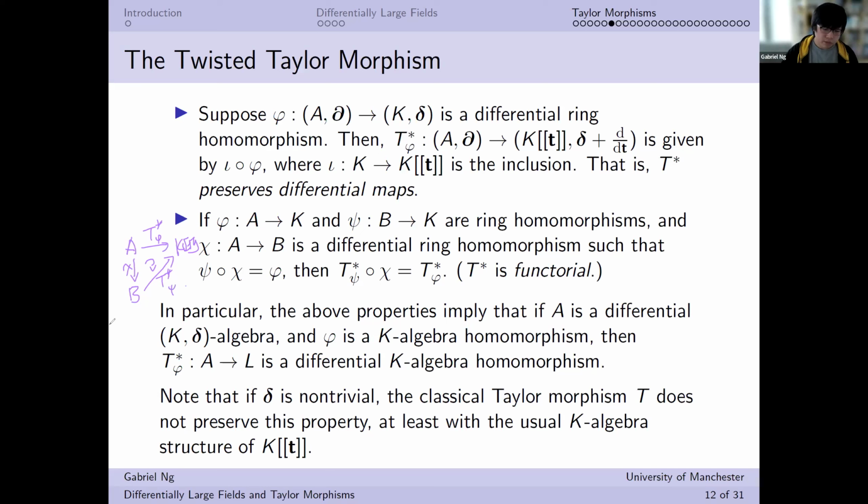And as a final remark about this twisted Taylor morphism, if this delta on K is non-trivial, so in contrast with this, this classical Taylor morphism T that we saw a few slides ago doesn't preserve this K algebra homomorphism property, at least if you take the usual K algebra structure on K double bracket T.